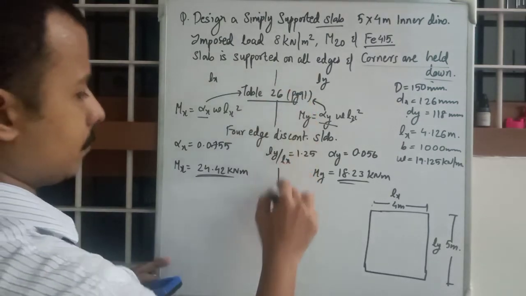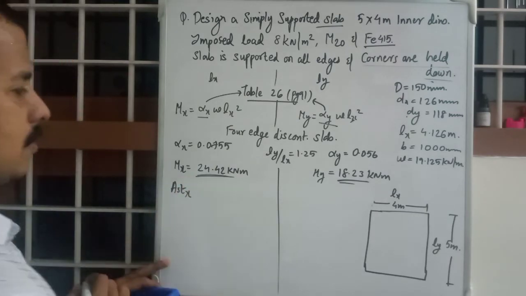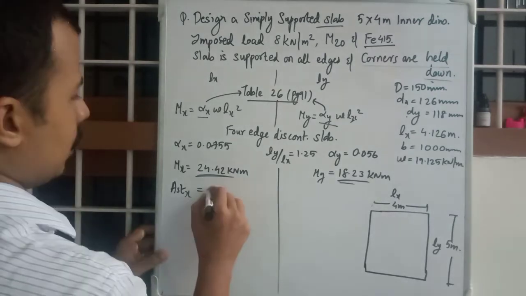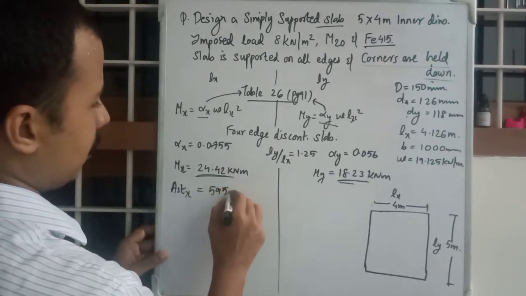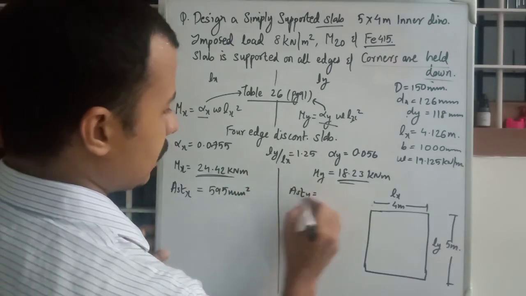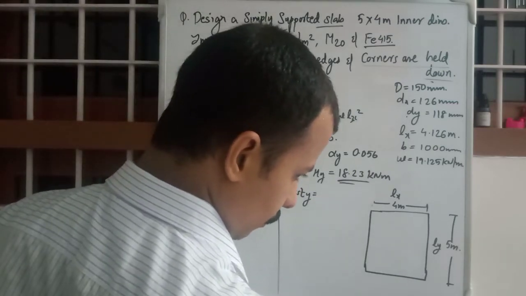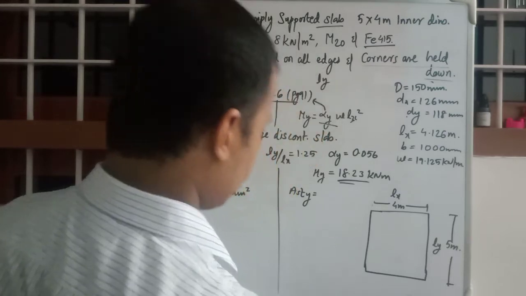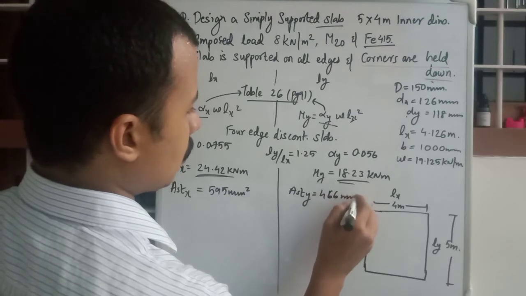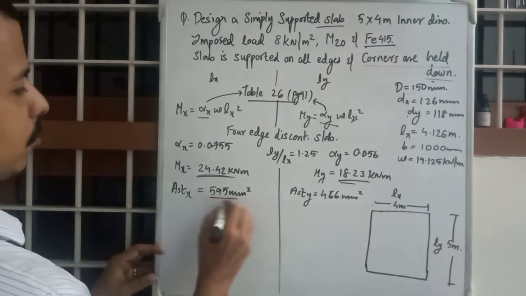Okay, so now you calculate AST. For calculating ASTx, you will get the equation, same old equation, 595 mm square. ASTy is equal to 466 mm square. Okay, so you have these two values. These values are important.